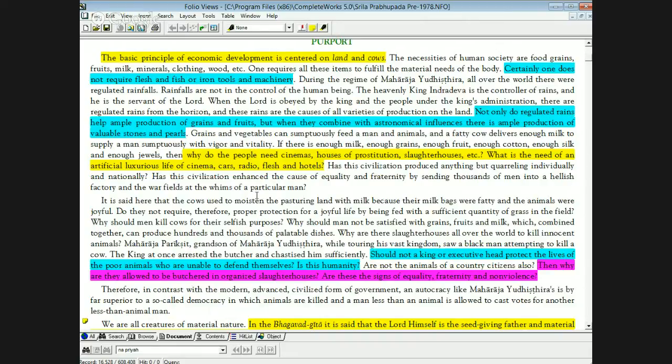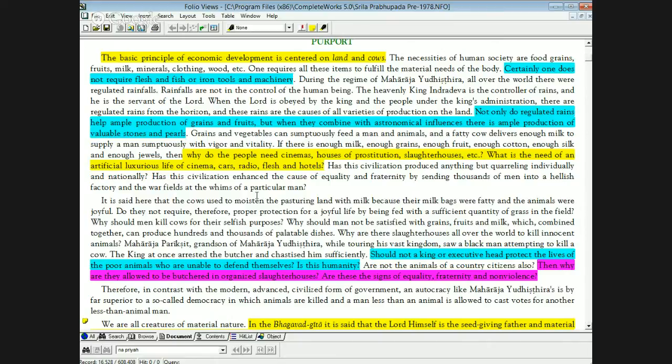Rainfalls are not in the control of human beings. The heavenly king Indradev is the controller of rains and he is a servant of the Lord. When the Lord is obeyed by the king and the people under the king's administration, there are regulated rains from the horizon, and these rains are the cause of all varieties of production of the land.